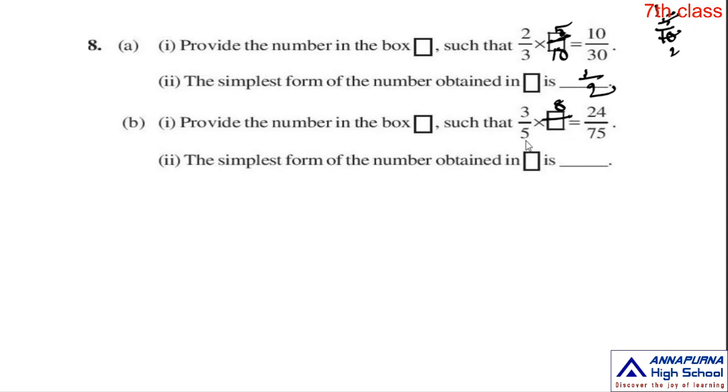So in 75, 5 how many times? 5 fifteens are how much? 5 fifteens are 75. So therefore 8/15. The simplest form of the number obtained in this blank is 8/15 only. So we cannot cancel any number.